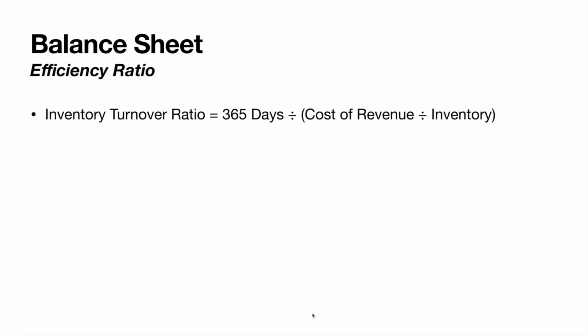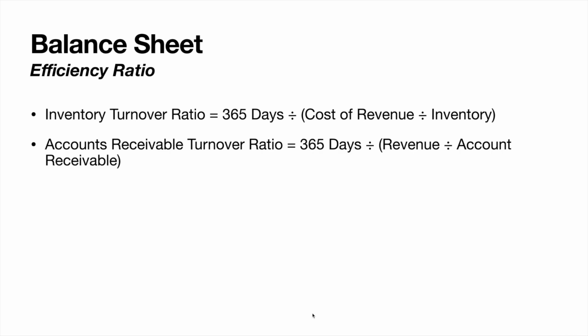Efficiency ratio. Inventory turnover ratio is equal to 365 days divided by cost of revenue divided by inventory. This ratio shows the number of days it takes for the company to sell all of its inventory. Inventory turnover is very critical in any business because you don't want unsold products to just stay in the warehouse and collect dust, or low inventory turnover, because all of these could bring in extra costs in the future.